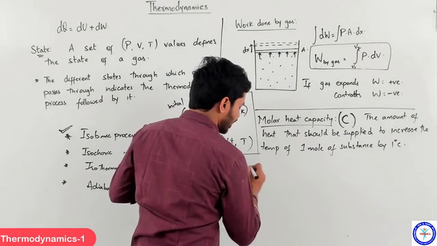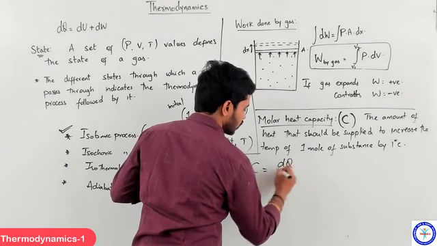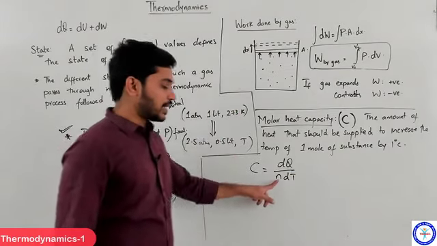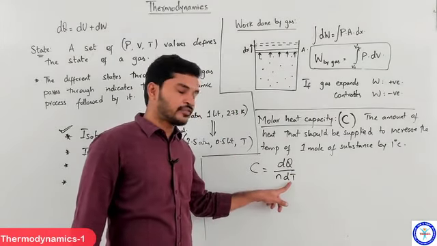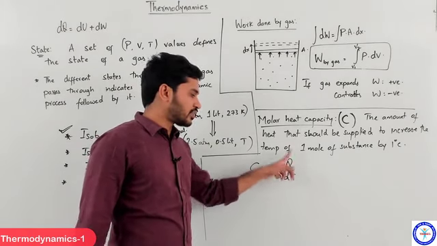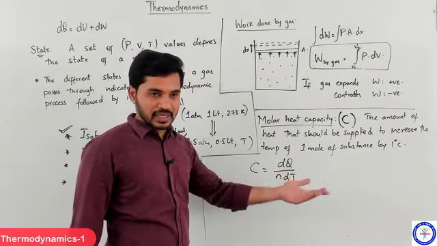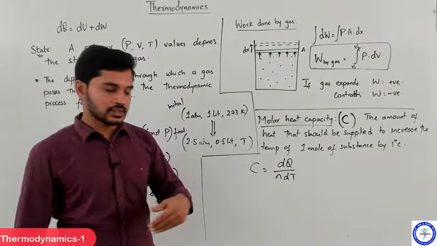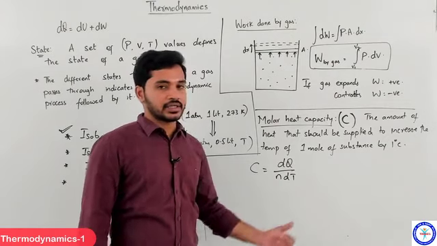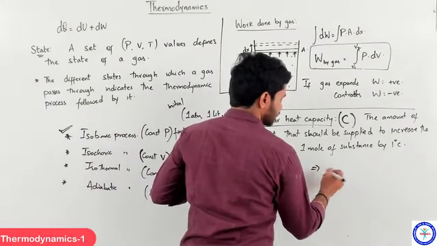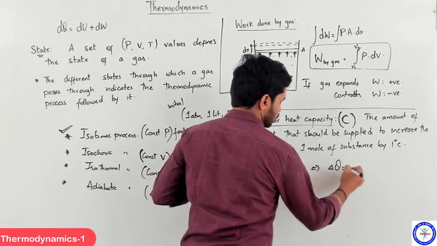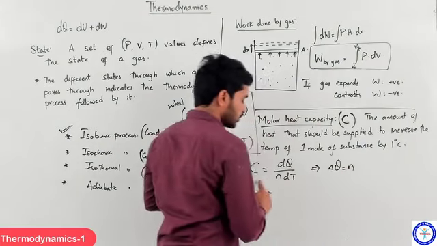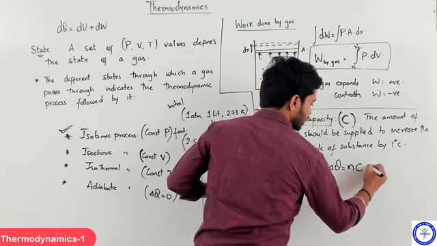So we can define the value of C as dq by n dT. Clear? When the value of n is 1 and the value of dT is also 1, whatever is the value of q that you are supplying is the value of C. Just like we have m s delta T, here we have n C delta T. So if C is constant, in such cases we can directly write delta q is equal to n C delta T.